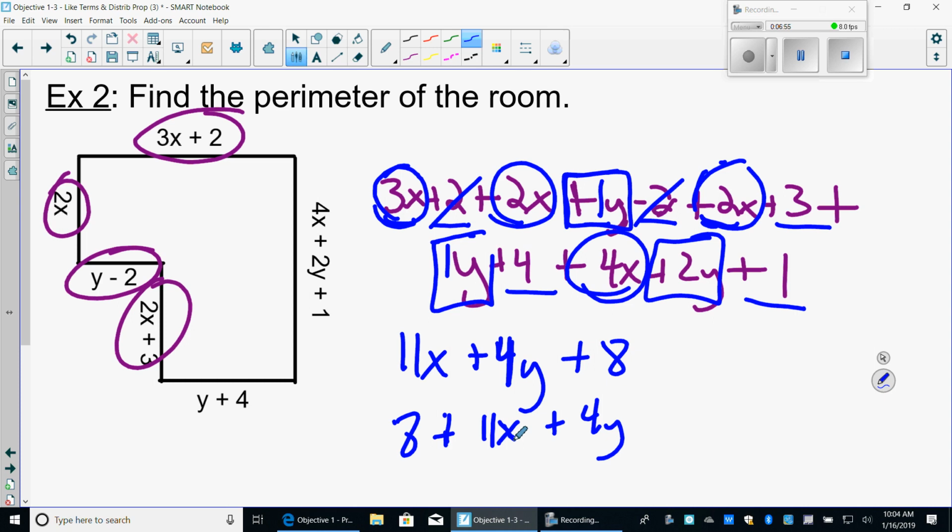Yeah, it doesn't matter where you stick them as long as you put all your x's in one column and all your numbers in another column. So if you started over here and then worked your way around, that'd be the same thing. Okay? It's going to come out to be the same thing.